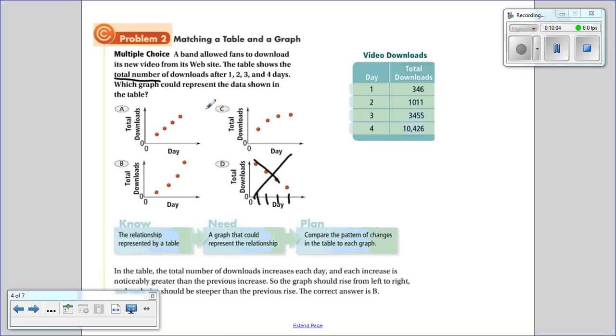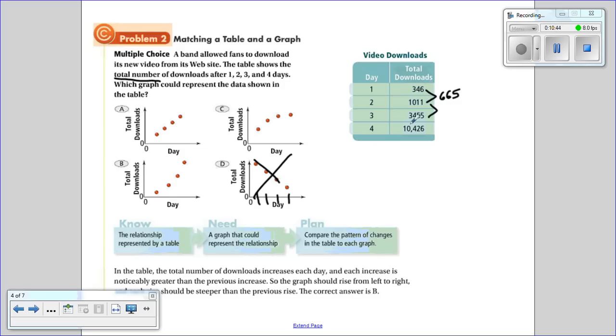Okay. The next thing is, does it increase at a constant rate, or does it go slow and then fast, or fast and then taper out? And one way to do that is find out what's the difference between these numbers. So if we take 1011 and subtract 346, we get 665. What that means is the first day there were 346 downloads, the second day there were 665. So 665 plus 346 from the day before gives us 1011.